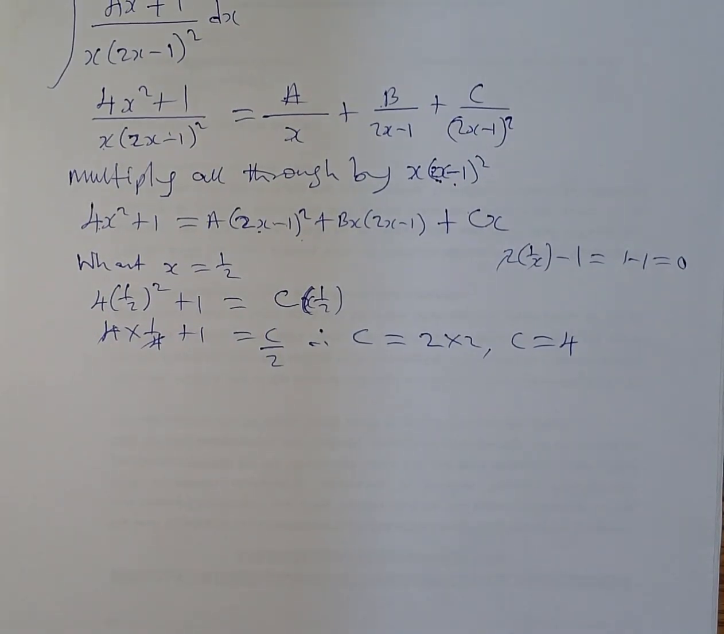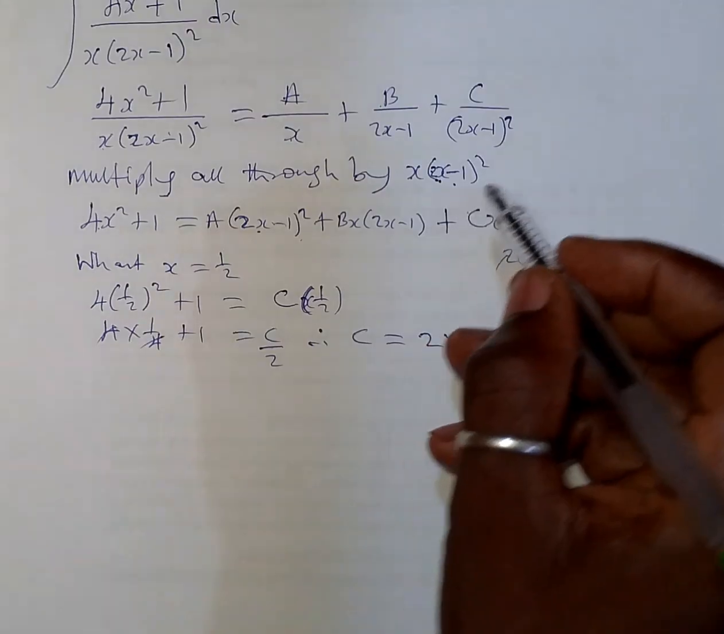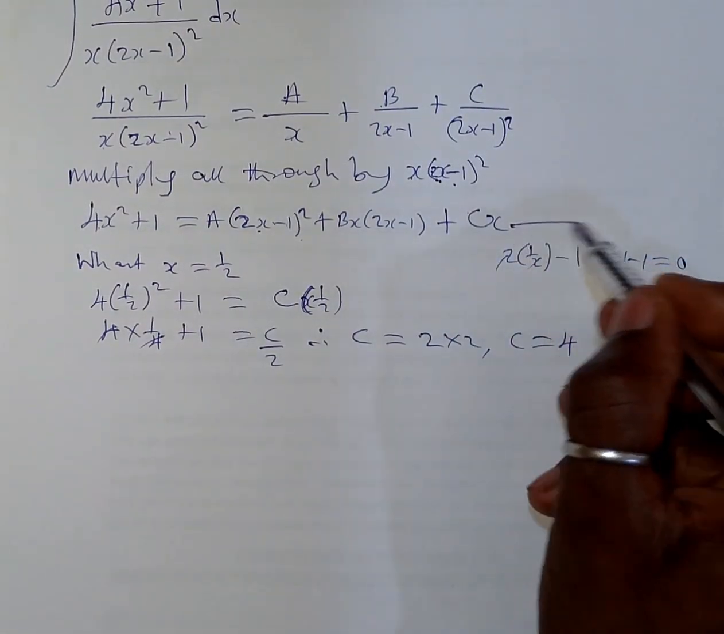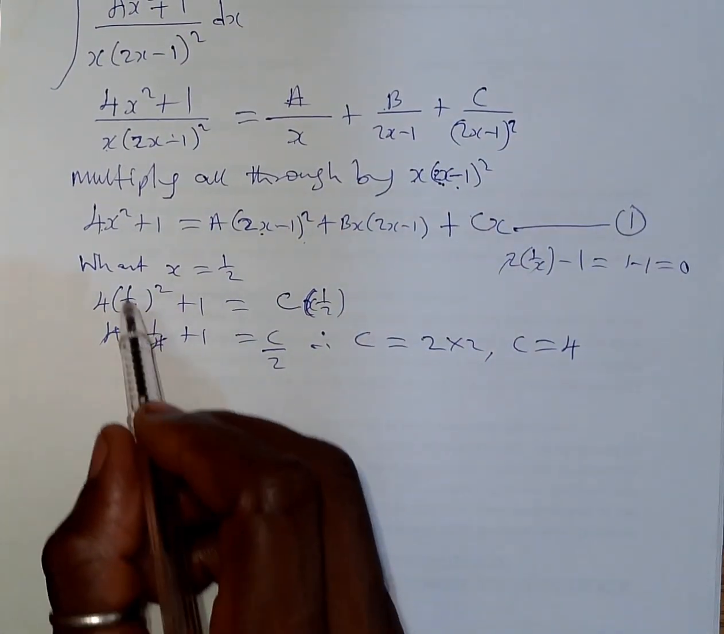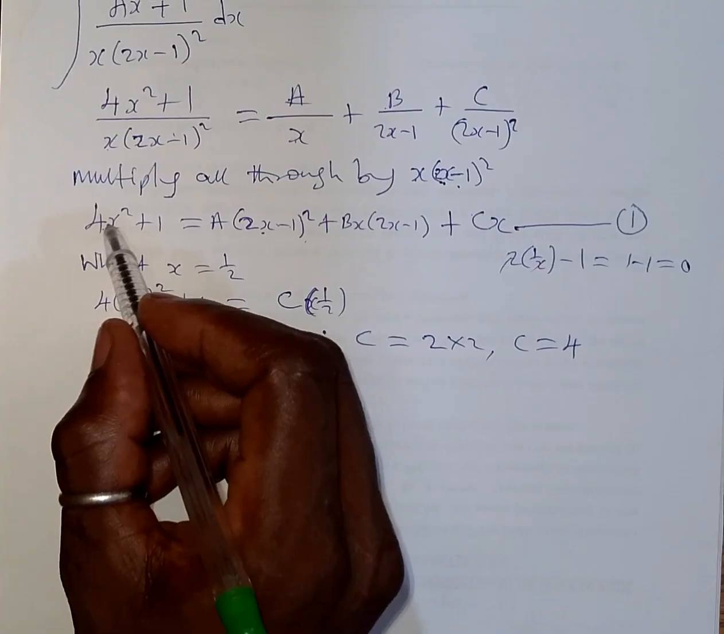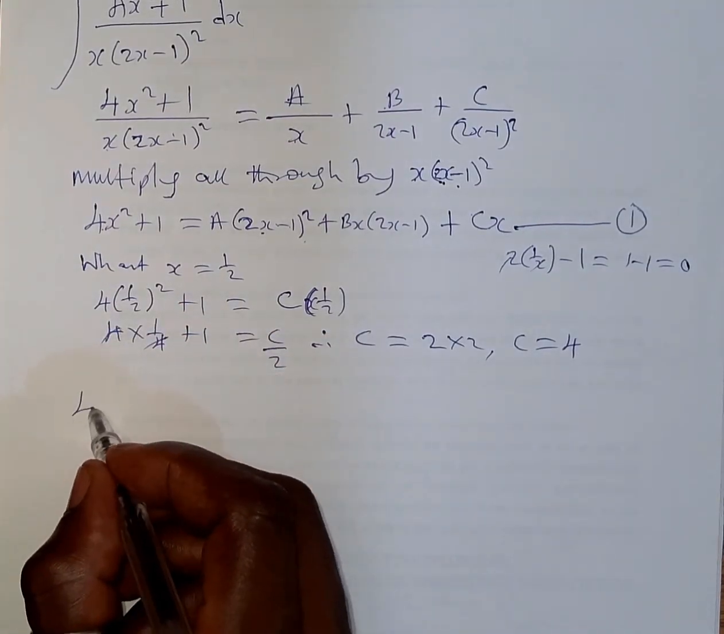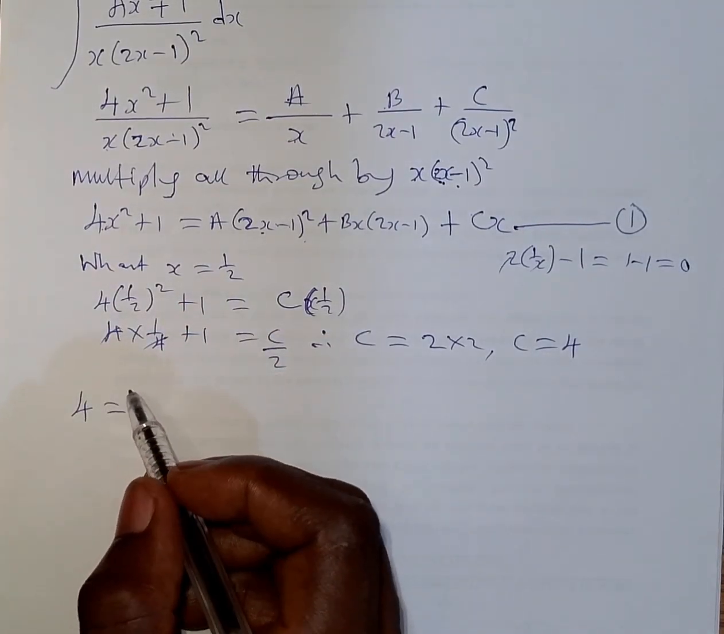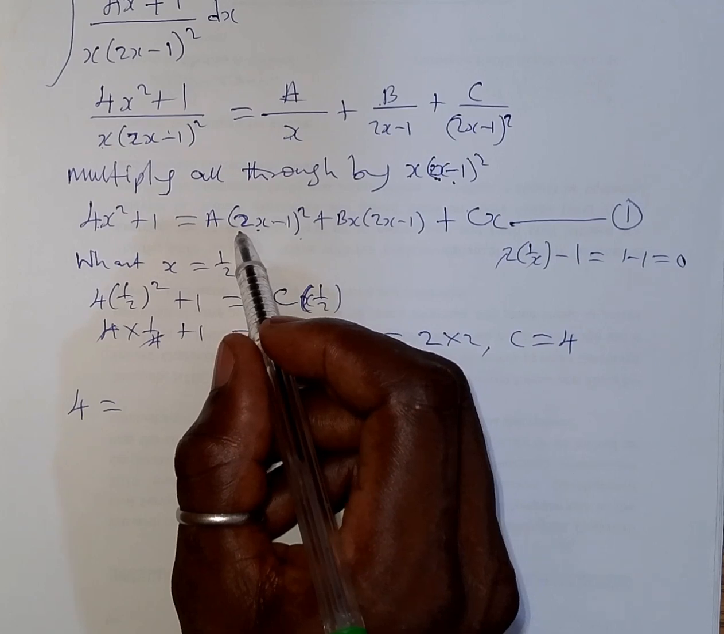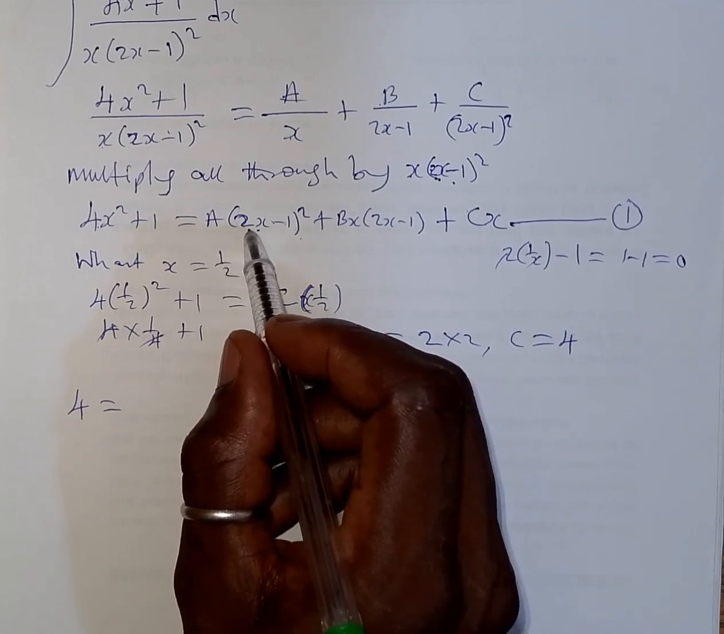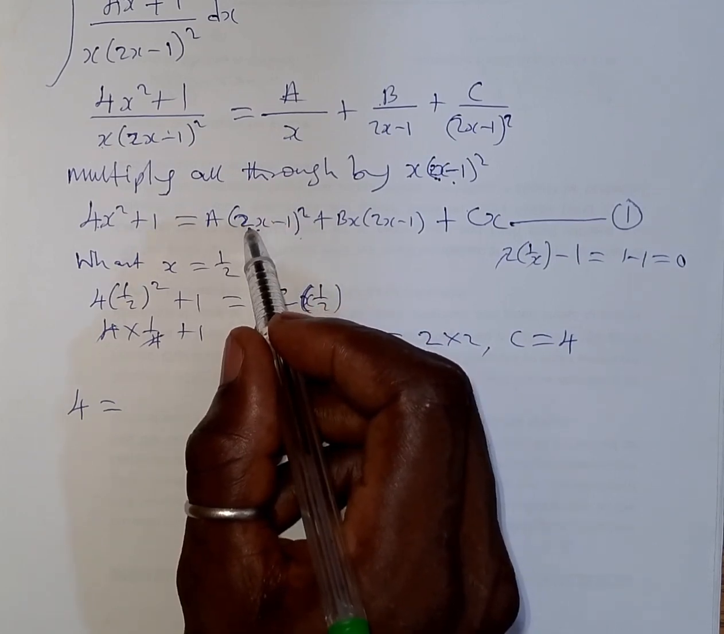So to be able to find the others, we will check the coefficients. First of all, we check the coefficient of x squared. From this equation, let me tag this particular one as equation 1. So in this case here, the coefficient of x squared here is 4. It will be equal to, in this place here, look at this. When you multiply this one, what will it give us?